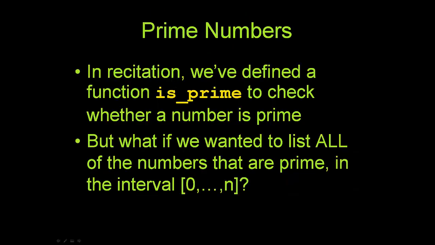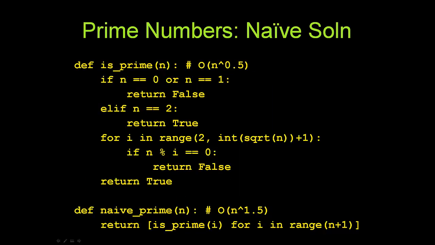All right, let's look at one next example, and this example is of prime numbers. In recitation, we defined a function called isPrime, which allows us to check whether a number is prime, right? Now, what happens if you want to check a whole bunch of numbers in the interval from 0 to n and decide whether they're prime? So what you want to do is, given a number n, you want to return a list of true and false so that you tell whether or not the index is actually a prime or not, right? So let's take a look at isPrime again.